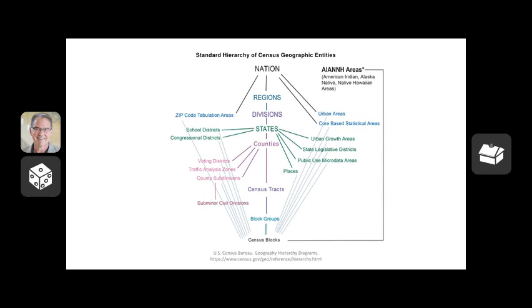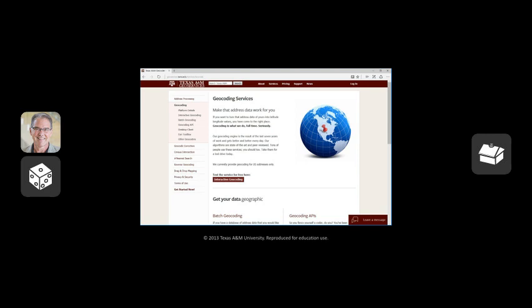This diagram illustrates the hierarchy of enumeration areas or geographic entities by which the Census Bureau reports its findings. The GIS analysts that performed the supermarket site suitability analysis used geocoded socioeconomic and health data that were aggregated to block and block group levels.